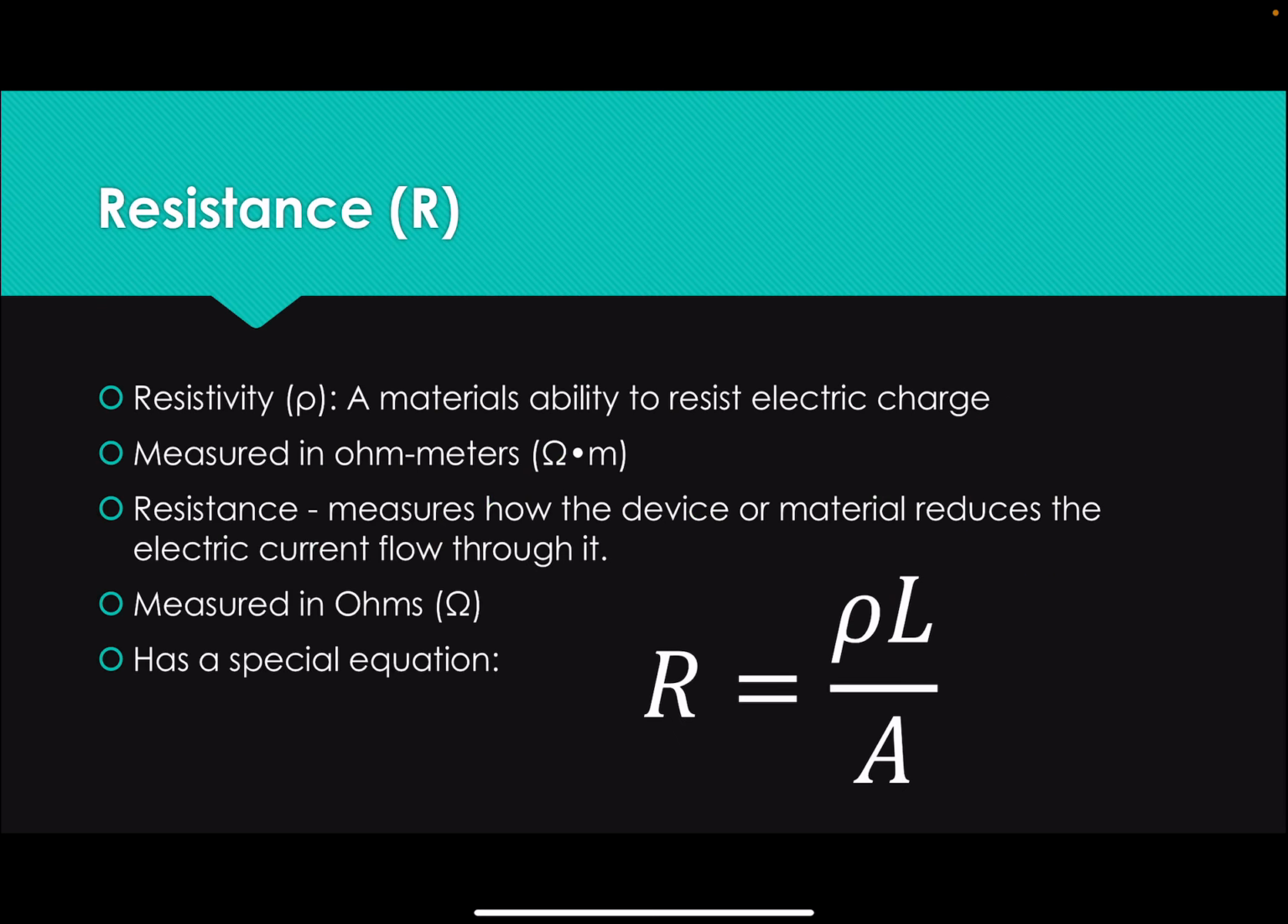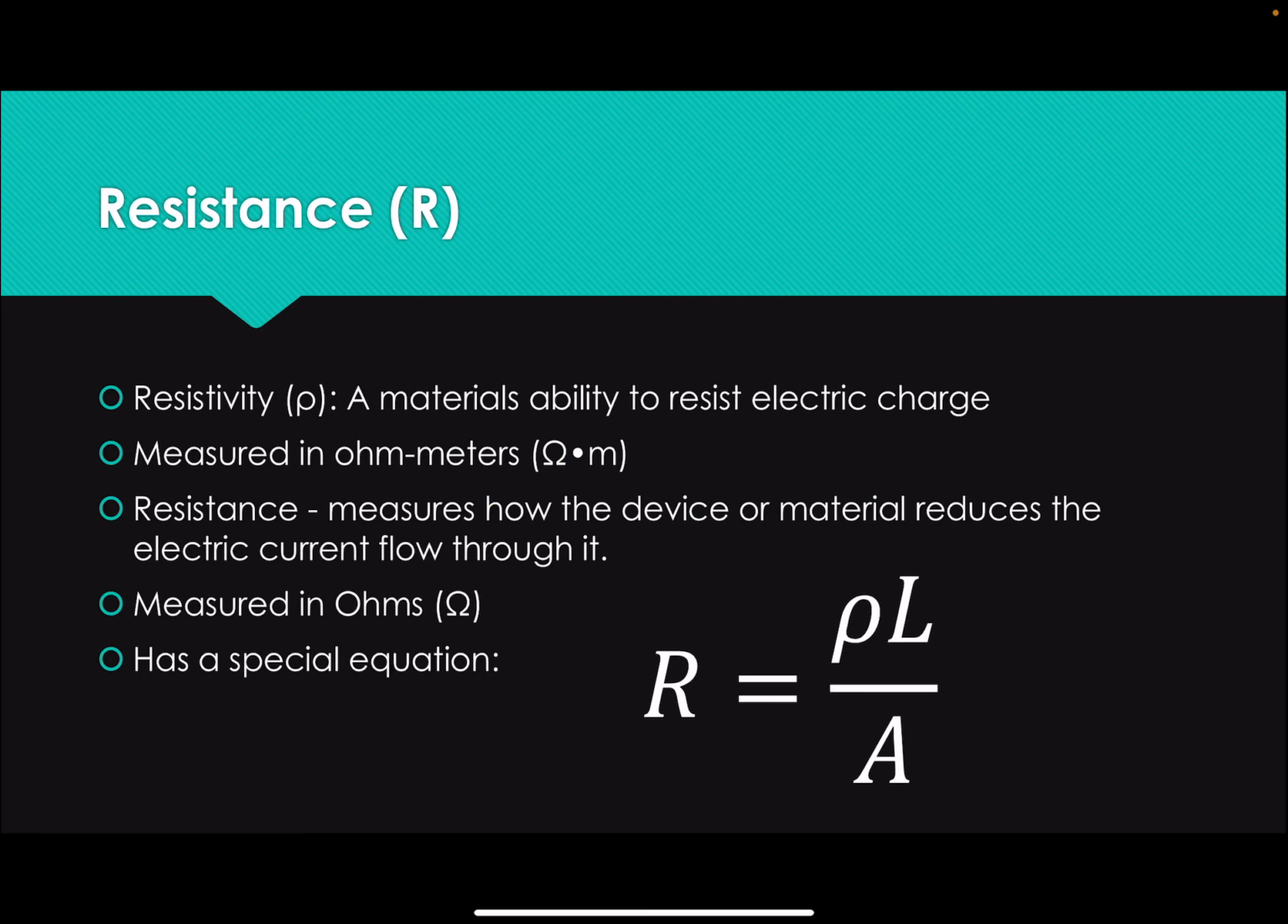Resistance, we have this term called resistivity. It's a material's ability to resist electric charge, and it's measured in ohm-meters. And then we also have a term called resistance, which measures how the device reduces the electric current flow through it. And that's really what we're concerned with most of the time in a circuit. It's resistance. It's really just the pushback it has against current flow. It's measured in ohms, and it has this equation here.